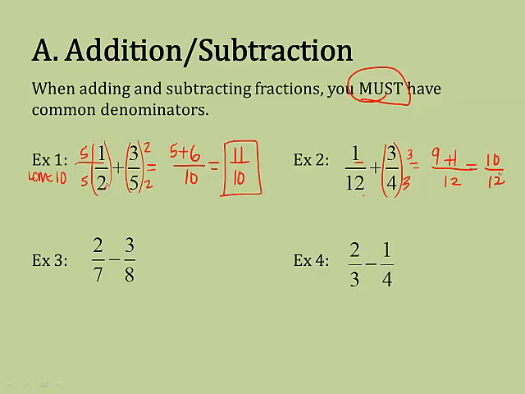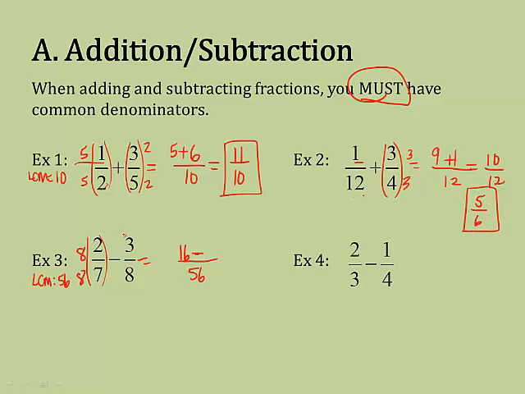Now this fraction can be reduced to 5/6. So I would expect you to reduce them every time. Now subtraction, same idea. Alright, in this one, 7 and 8, you'd have to go with the least common multiple, and that would be 56. So the first fraction I have to multiply by 8 over 8. So I'm going to get a 56 on the bottom. That gives me 16. 8 times 2 is 16.